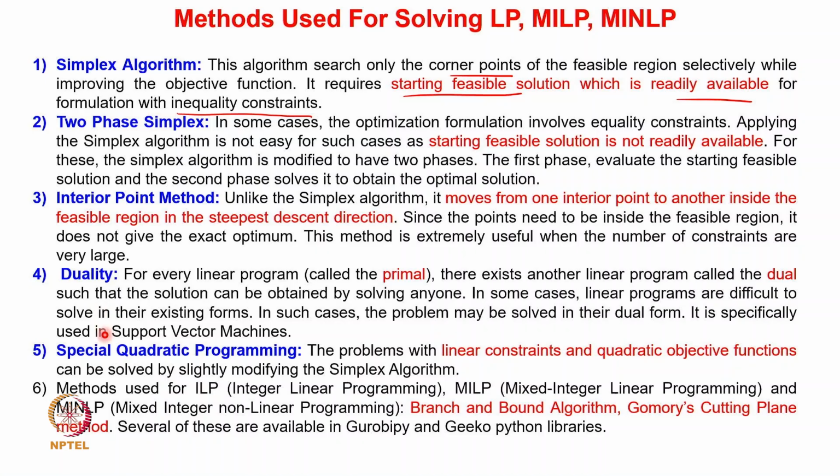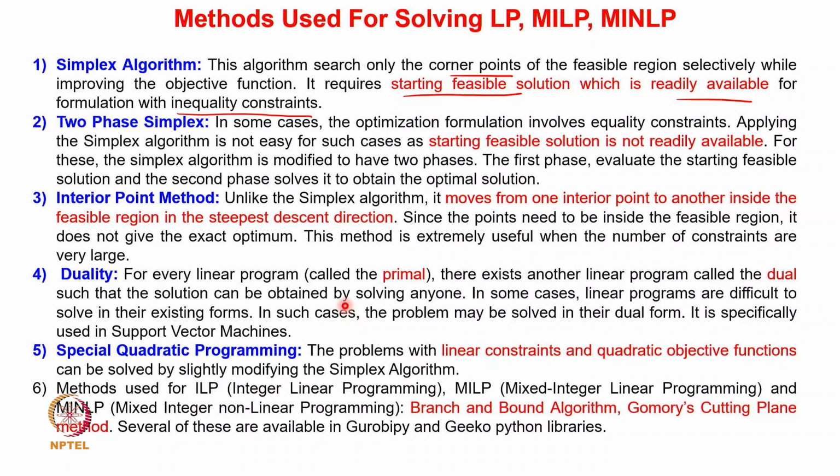The next point is duality. Sometimes the problem formulation in one form is difficult to solve. So for every linear programming formulation, there exists another parallel problem which we call the dual, and the optimum solution of both primal and dual is the same. So instead of solving a problem in the primal form, we solve it in the dual form, when the solution of the problem is easier in the dual form. Okay.